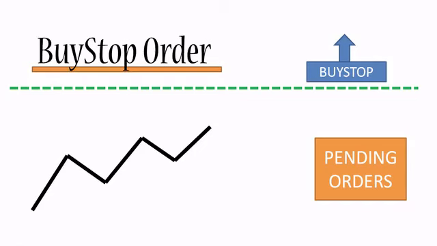So basically what is happening in this case is you're saying that if the price reaches this green line, I want to enter the market with a buy order. So let's see how that happens. The price crosses the green line, and that's exactly when your buy stop order turns into a buy order. So from that red cross onwards, your buy stop order no longer exists. Now you have a buy order in the market.